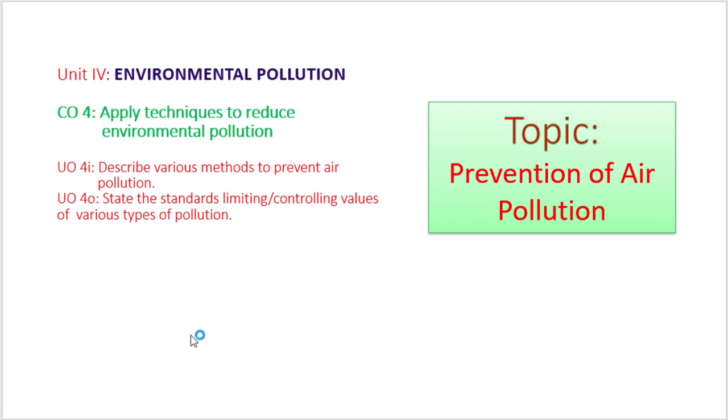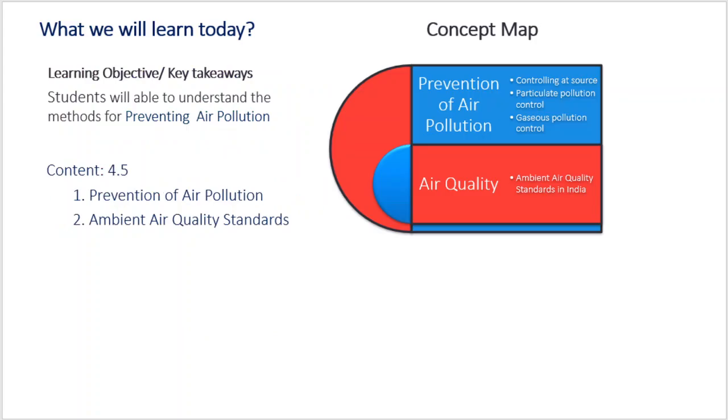This environmental studies is common to the production, mechanical, civil and electrical engineering group, and the course code is 22447. So what we will learn today, our learning objective or key takeaways are: students will be able to understand the methods of preventing air pollution. Our today's contents are prevention of air pollution and ambient air quality standard.